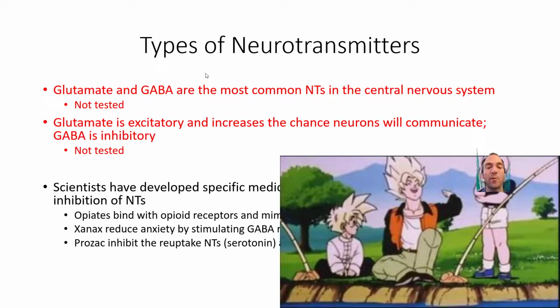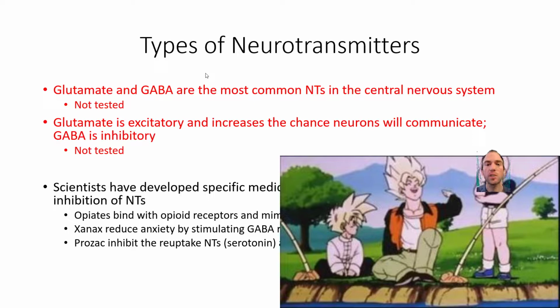Opioids bind with opioid receptors and mimic endorphins to reduce pain. Xanax reduces anxiety by stimulating certain neurotransmitters called GABA receptor sites. You don't need to know that. Driving down neural activity. Prozac inhibits the reuptake of neurotransmitters, which we covered, serotonin, allowing neurotransmitters to stay in that synapse or that synaptic cleft area longer than usual.